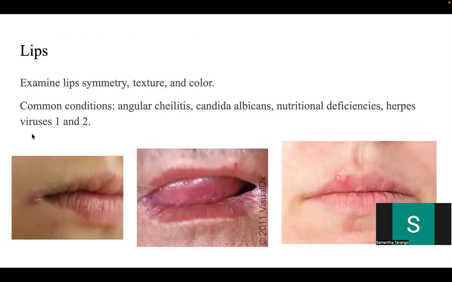For the lips, we want to examine the lip symmetry, texture, and color. Some common conditions that we can see on patients are angular cheilitis, Candida albicans, nutritional deficiencies, or herpes viruses 1 and 2.